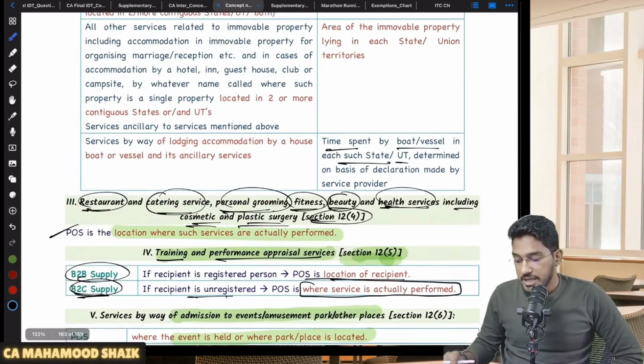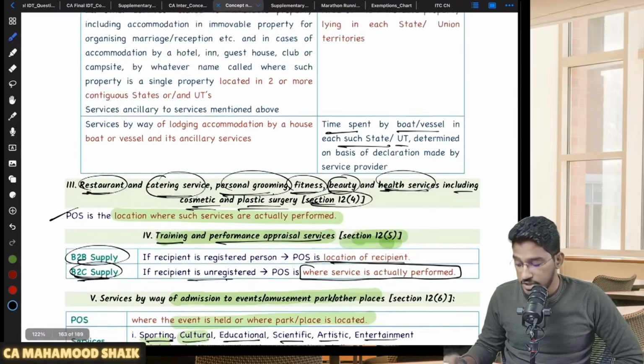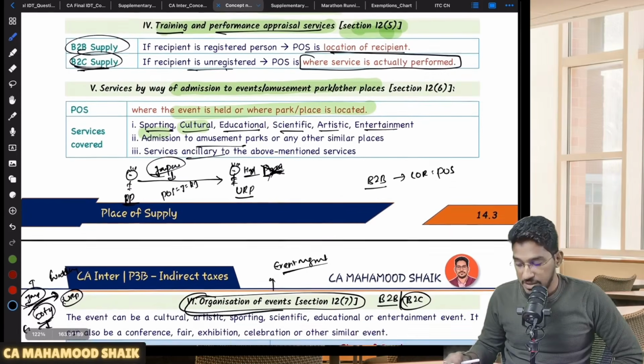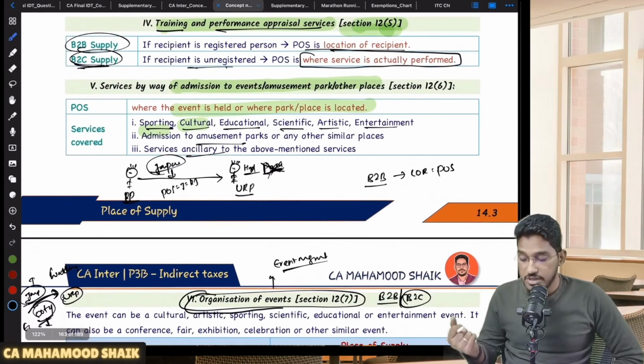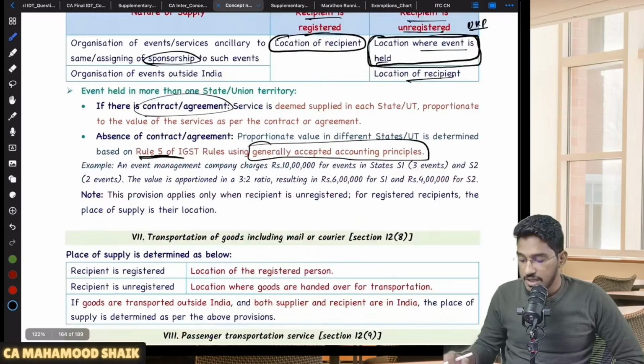So let us have a quick recap, guys. What all have we covered? 12 subsection 3, services in relation to immobile property, lodging or accommodation. 12 subsection 4, performance based services. 12 subsection 5, training and performance appraisal services. 12 subsection 6, services by way of admission to events or amusement parks or other places. 12 subsection 7, organization of events.